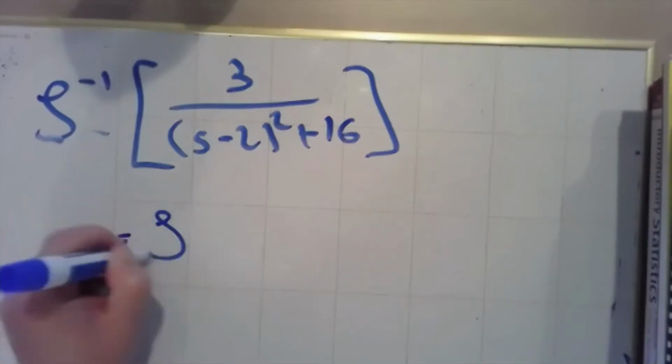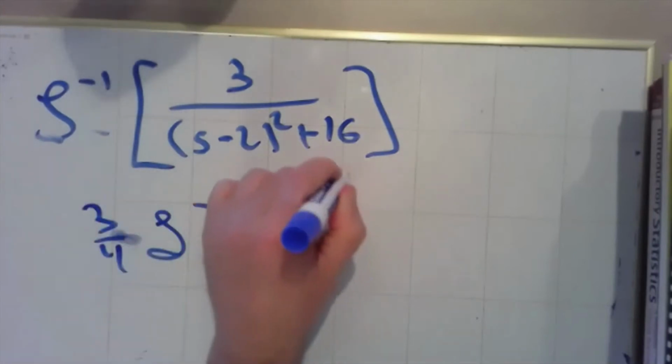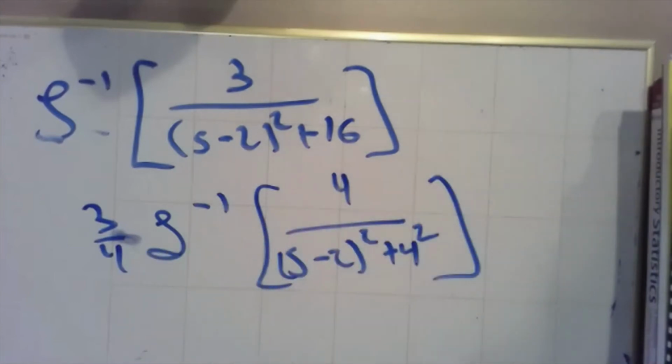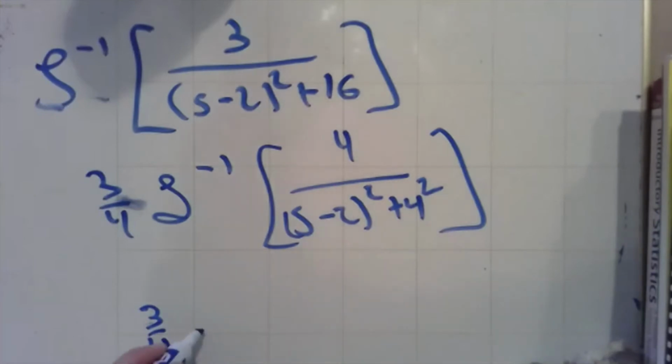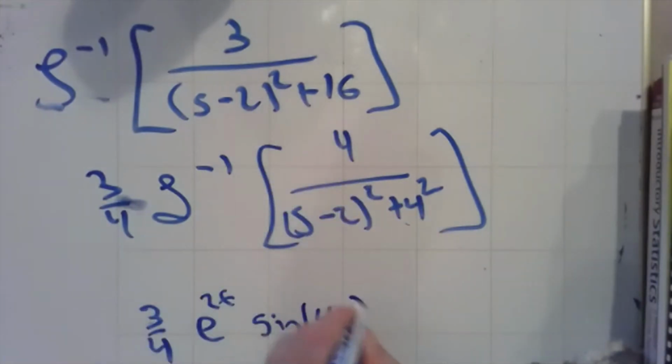So this will be the inverse Laplace transform. I can bring my 3/4 out, put in a 4, s minus 2 squared plus 4 squared. This was e to the at. A is whatever is after the minus, so e to the 2t sine of kt. K was this guy here. Got to be consistent. I'm either using x's or t's.